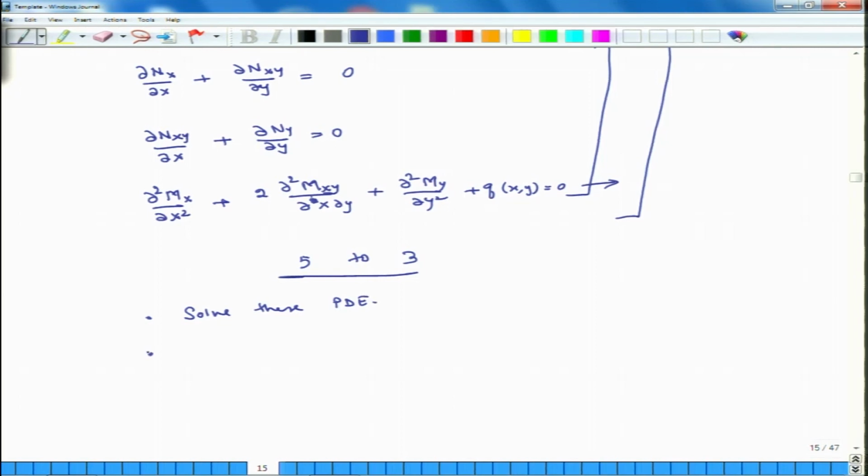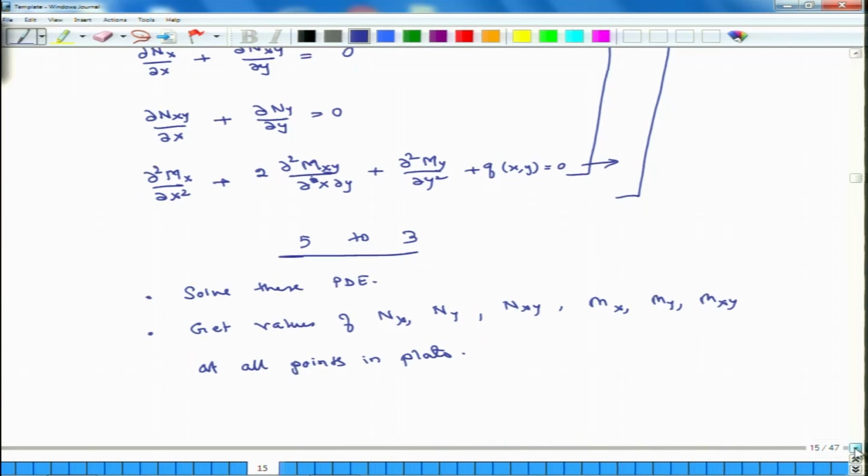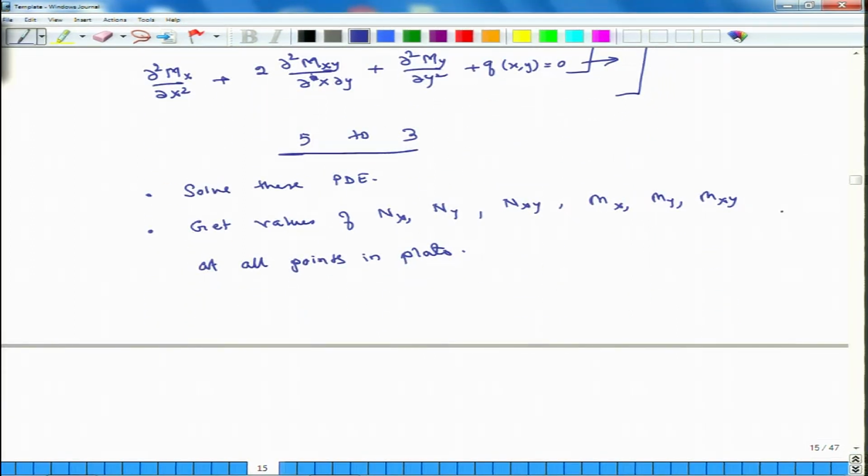Once you solve these partial differential equations, we get values of nx, ny, nxy, and what else? mx, my, mxy at all points in the plate. Okay. So, if we are able to solve these partial differential equations, then we will be able to calculate nx, ny, nxy at all the points in the plate.